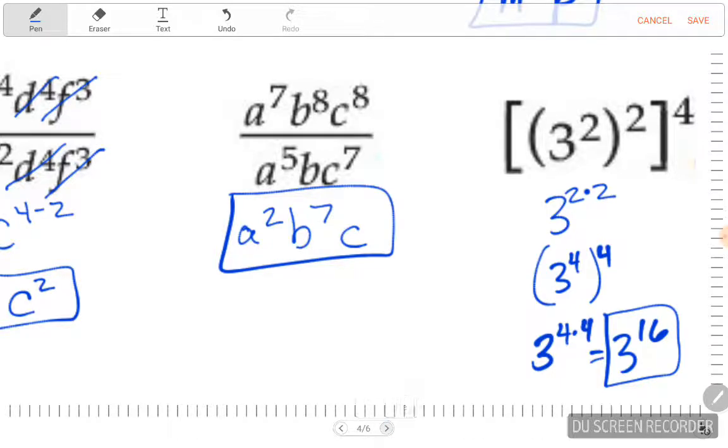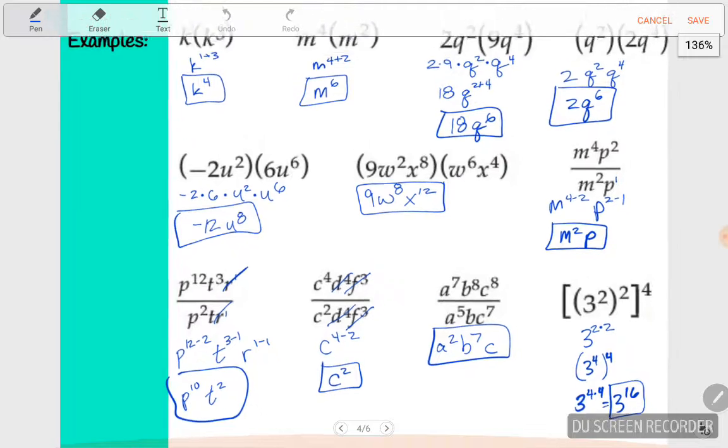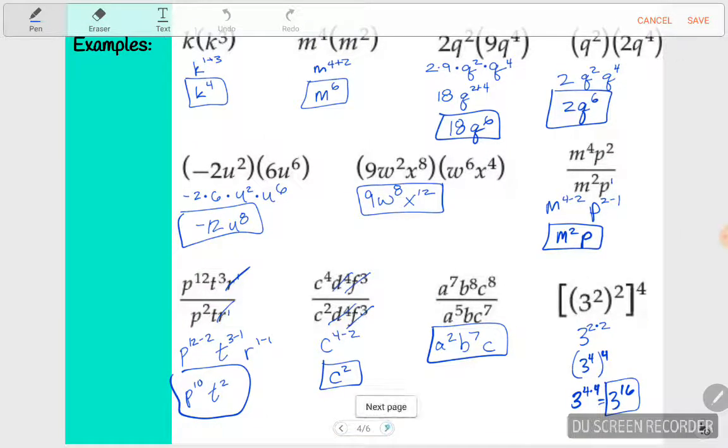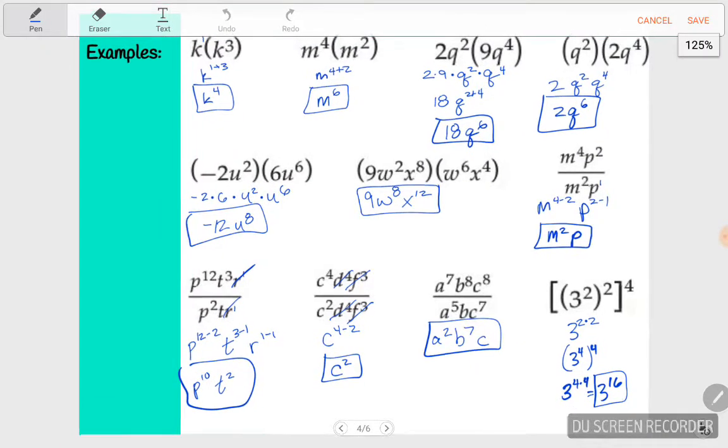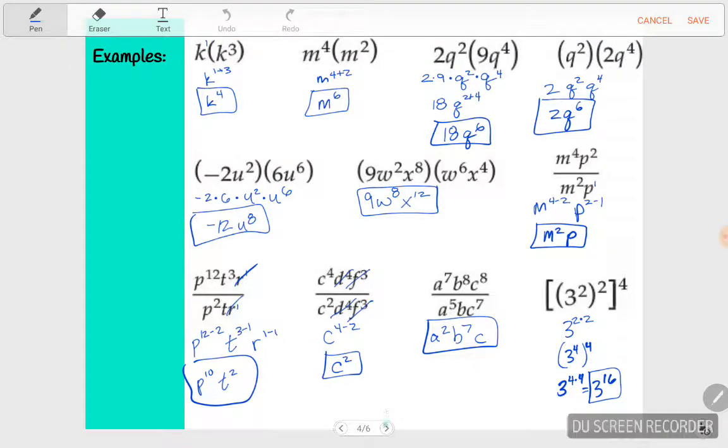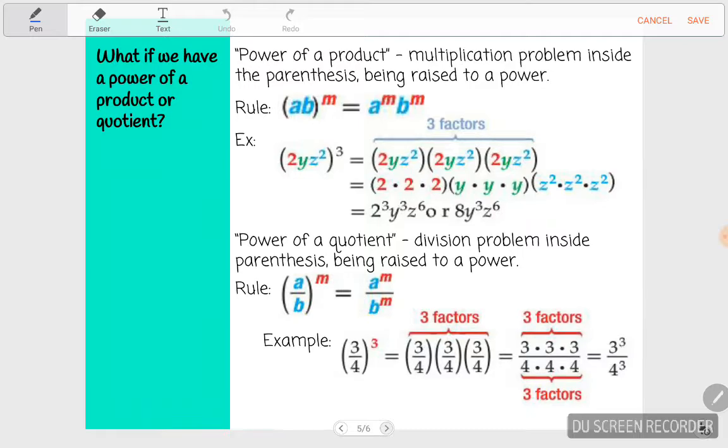Alright, moving on now. So this is where we got to in class. Okay, so continue on from here. For the homework part, unless you were absent, of course, then you need the first part as well.